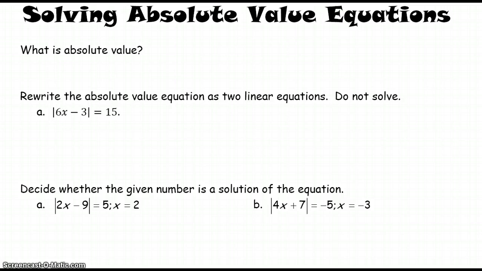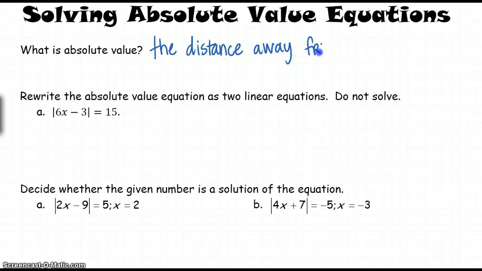Well, when I've told students in the past that it's the magnitude of a number, they have no idea what I'm talking about. So let's define it this way. Absolute value is the distance away from zero on a number line.